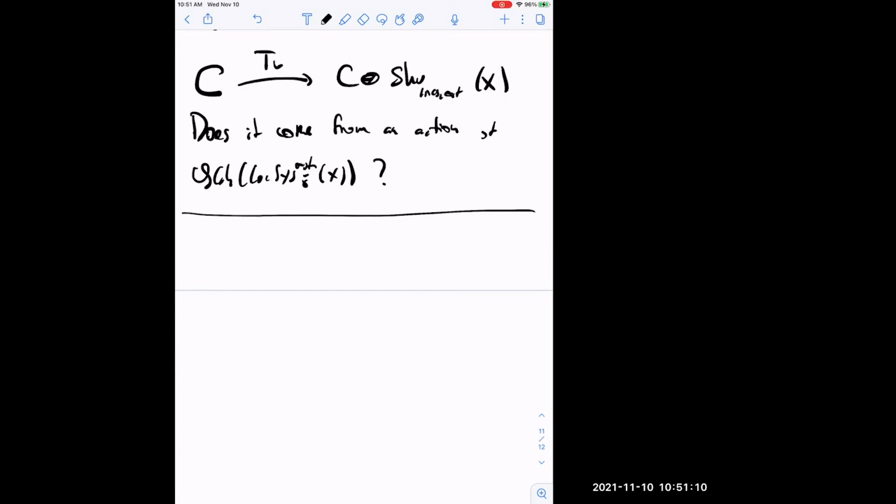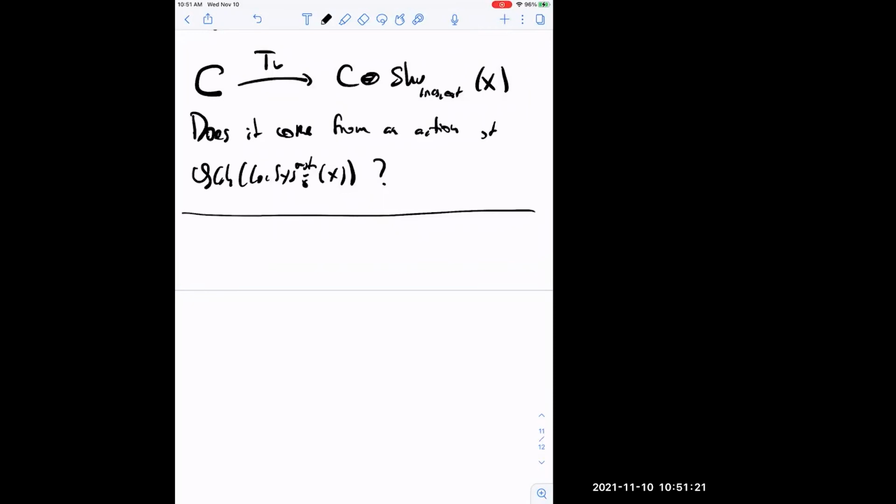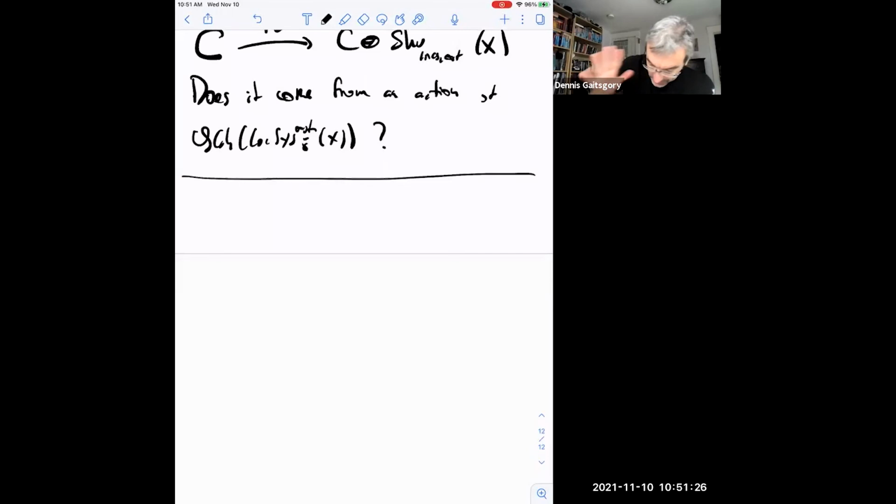Yes, in fact, something very related happens elliptically, which is my next phrase. But yes, I do want to know about the crystalline story. I just don't know it.